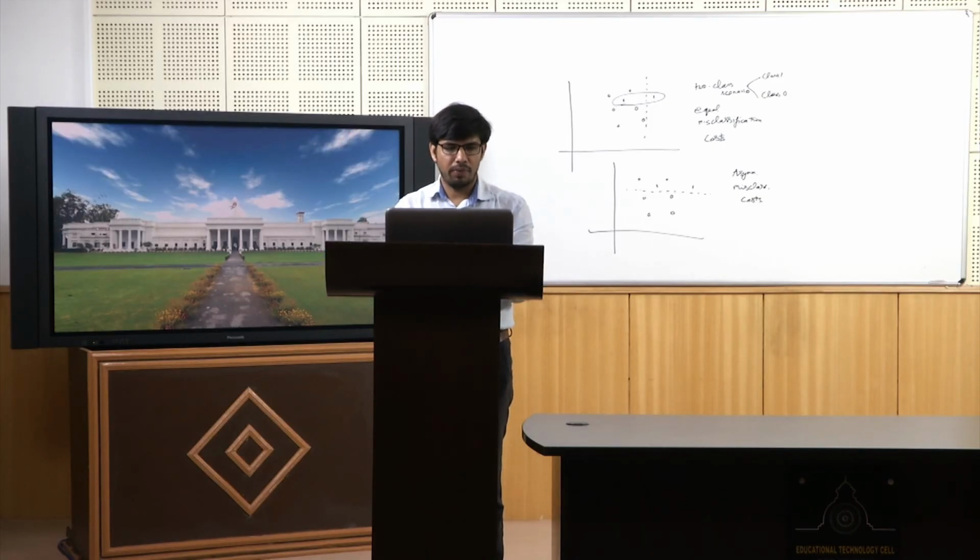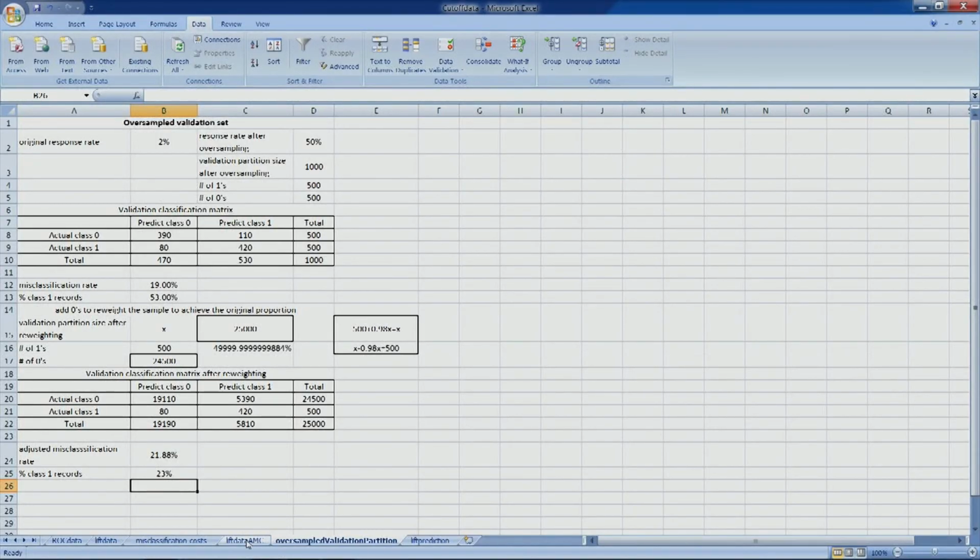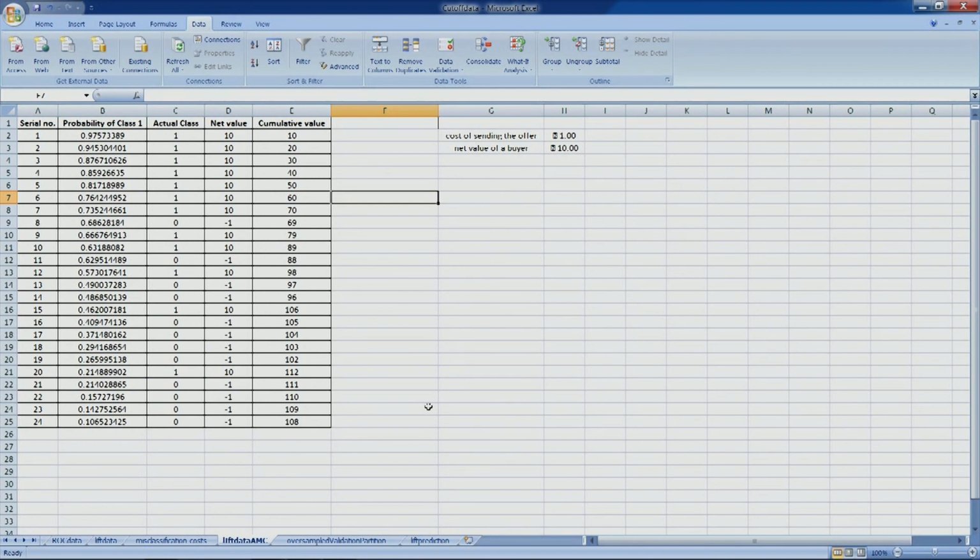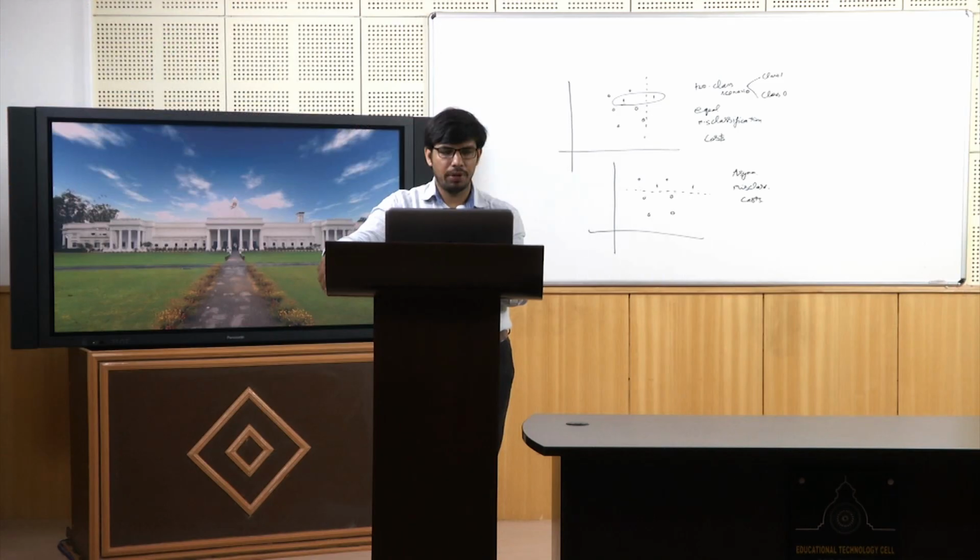Let's go back to our Excel file once again and look at when we created the lift curve. So this was the data. The steps we followed: we sorted the estimated probability scores in decreasing order, from the highest values to the lower values, and the actual class was also given in one more column. Then we had net value, because this was the case where we were incorporating net value, and we were plotting the curve accordingly. We used net value and cumulative value to compute these columns, and those values were used to plot the lift curve, using the cumulative value column and the serial number column.